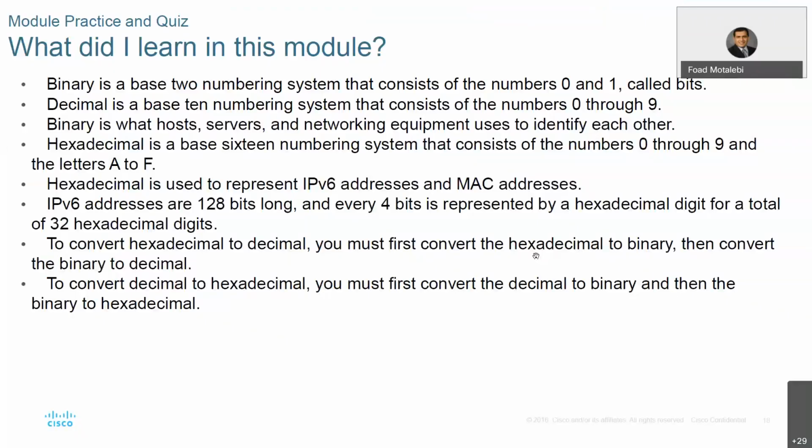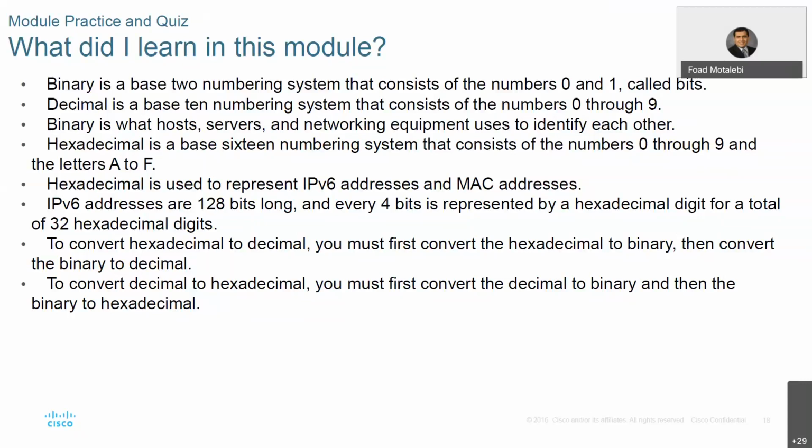So we learned that binary is base 2 and decimal is base 10. Binary is what our devices understand. Hexadecimal is the number system that goes from 0 to 9 and A to F. Our MAC addresses and IP version 6 addresses are represented in hexadecimal. IP version 6 addresses are 128 bits, a huge range consisting of 16 bytes.